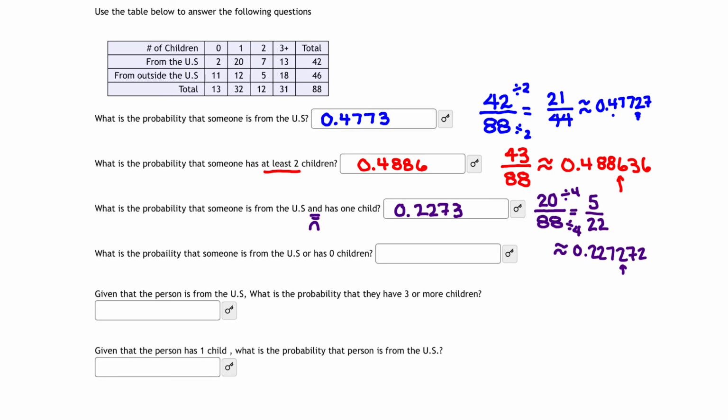What is the probability that someone is from the U.S. or has 0 children? This time we're talking about someone that meets one or the other condition. We're talking about a union, right, when we think of set theory. So when we talk about a union, to find the probability that someone is from the U.S. or has 0 children, we have to consider both cases, right, and add them up. Do you remember that rule when we talked about before if you have something or the other? So I'll actually write it out. The probability of A or B is equal to the probability of A plus the probability of B minus any intersection that occurs. So the probability of A and B occurring.